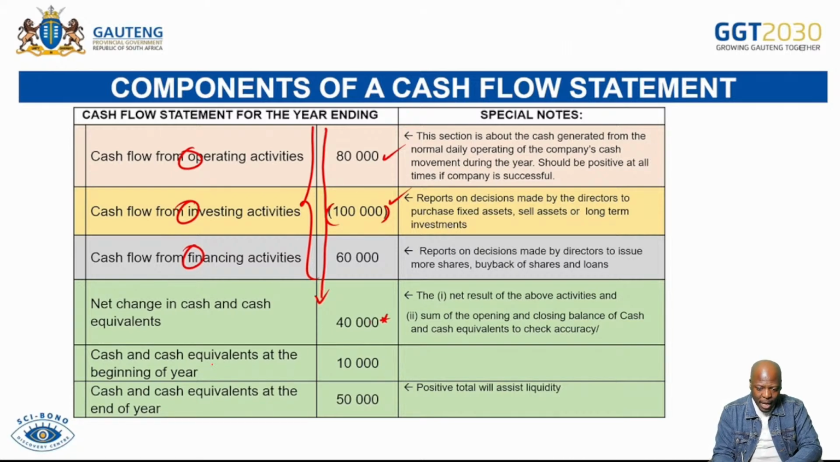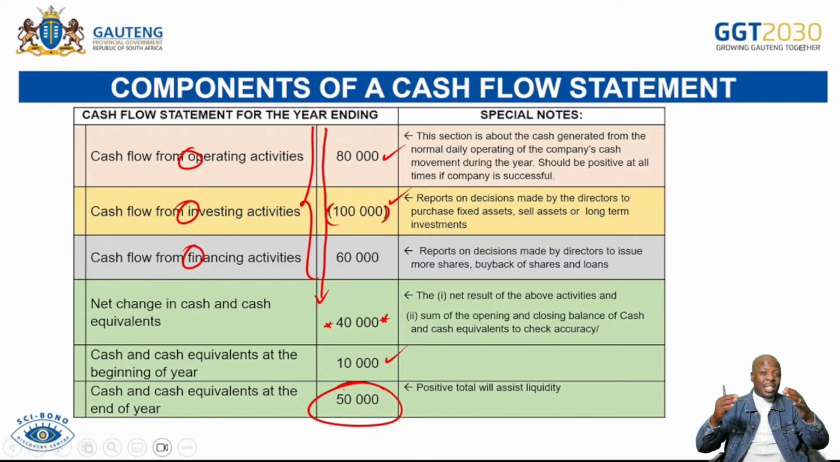And then you have your cash and cash equivalents at the beginning of the year. This is your balance in the bank account. It can be positive, it can be negative. So at the beginning of the year, we had 10,000. So our net change is 40. And at the beginning of the year, we had 10. So which then leads us to 50,000. That is a positive total at the end of this year. This is what we seek to do.